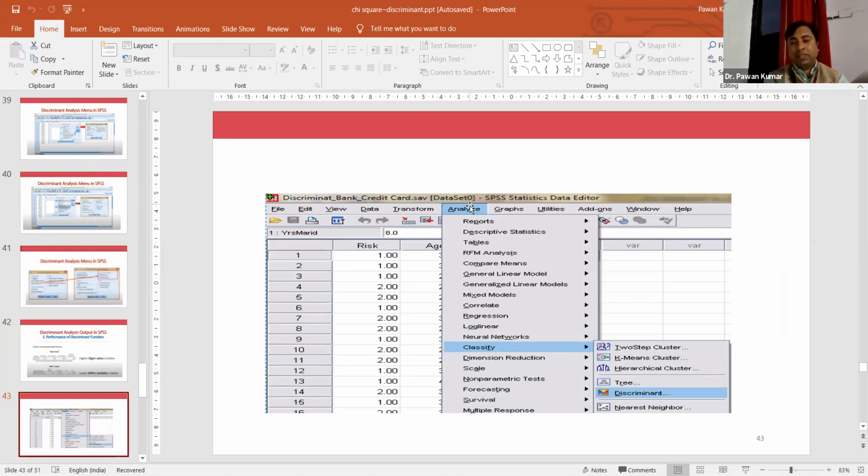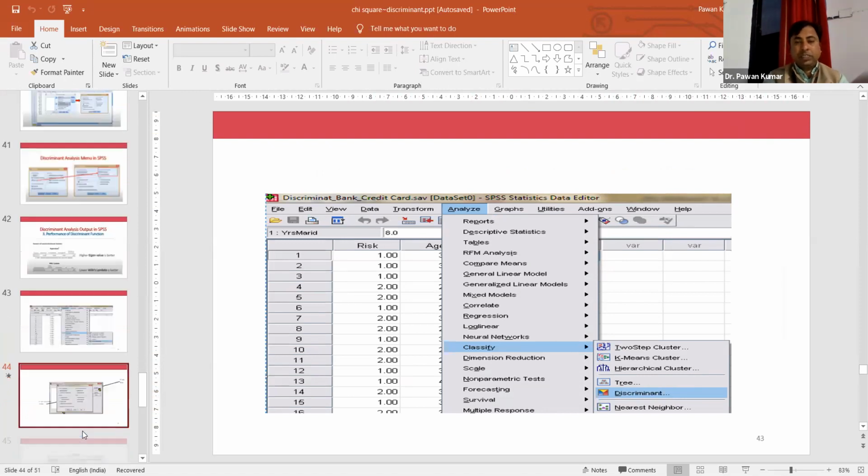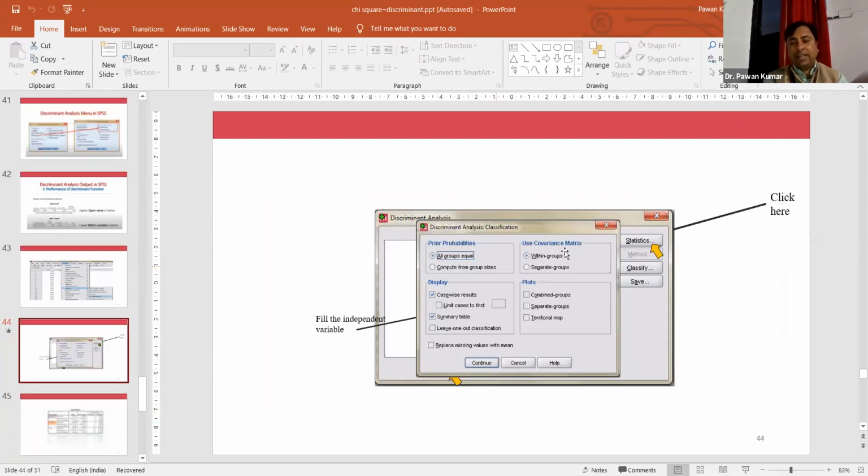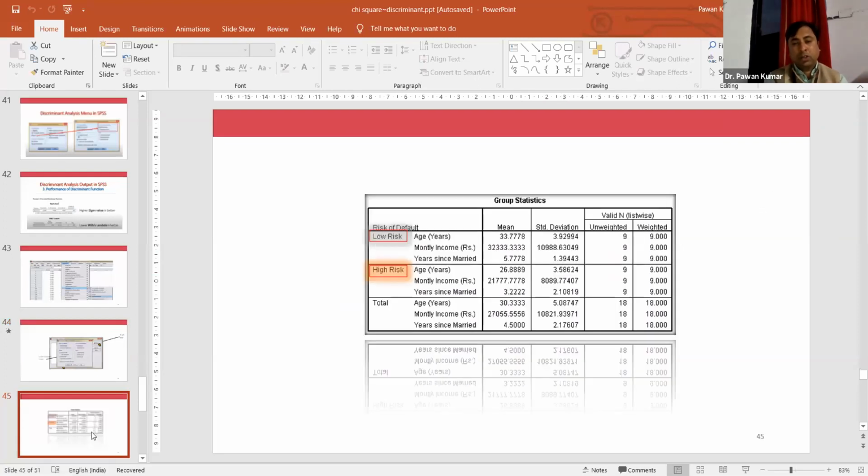So here is the process. You go to Analyze, and in Analyze you will go to Classify, where you have the drop-down option given to you: Discriminant. This way you are going to apply it, and you will select these options which I have just shown you previously. The first table you will see in the output is called the group statistics.